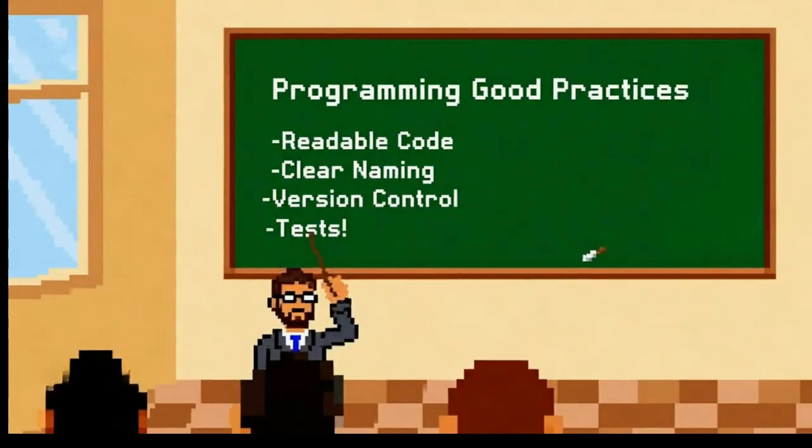Pull requests, also called merge requests in some systems, are a code review mechanism. Instead of directly merging your branch into main, you open a pull request. This is a request for other team members to review your changes before they're merged. They can leave comments, suggest improvements, ask questions.